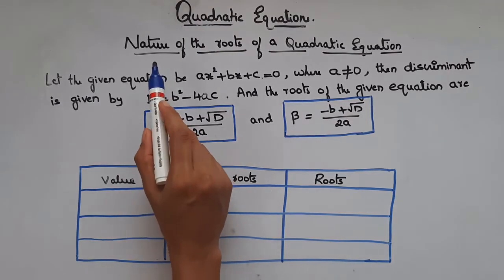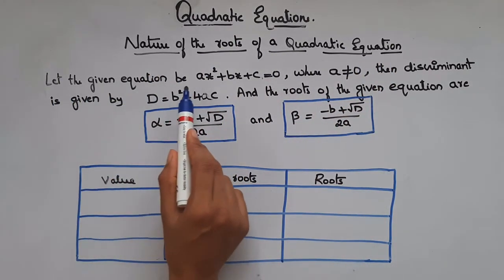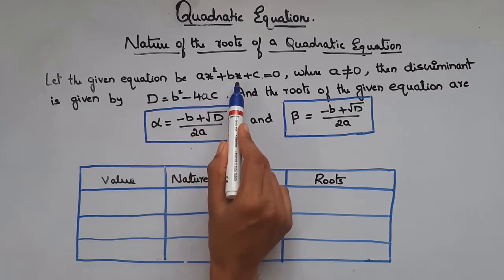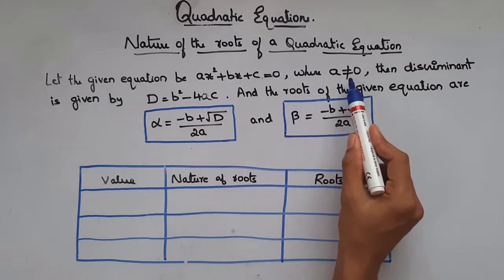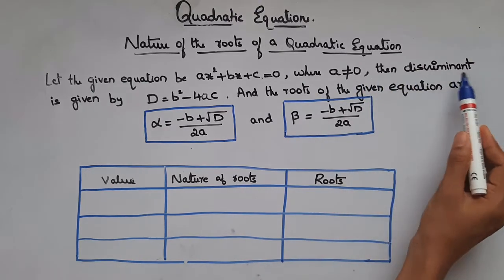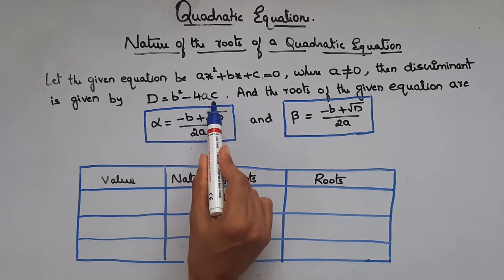In this video we will see the nature of roots of a quadratic equation. Let the given equation be ax square plus bx plus c equal to 0, which is a quadratic equation where a not equal to 0, then the discriminant is given by d is equal to b square minus 4ac.